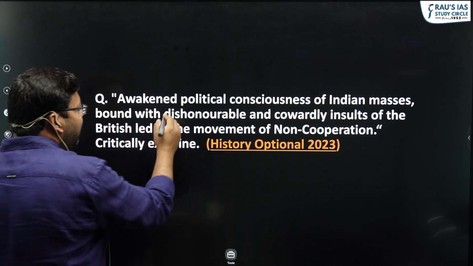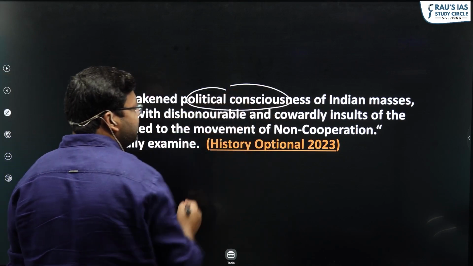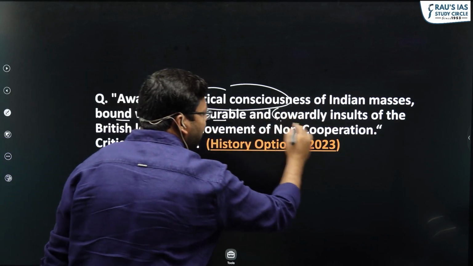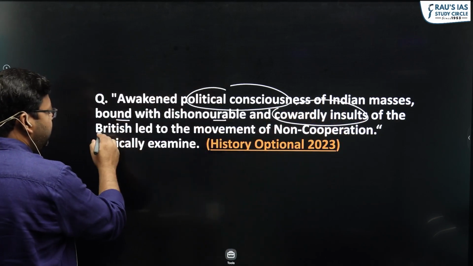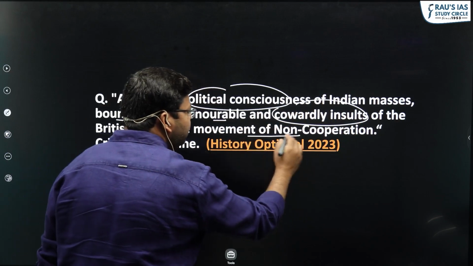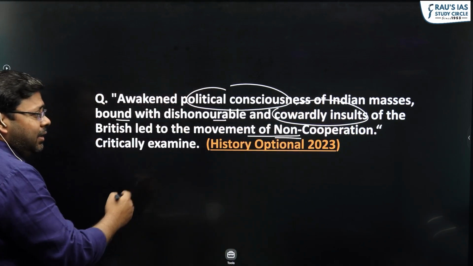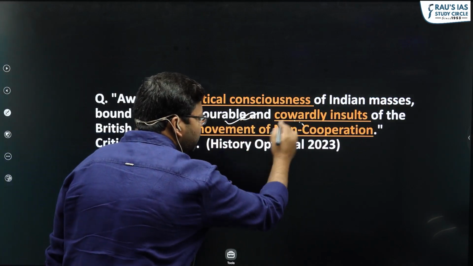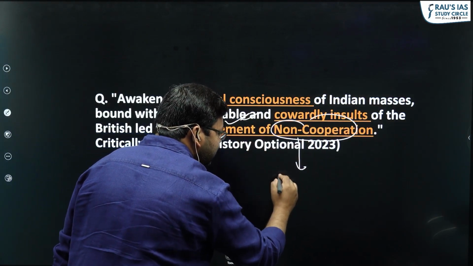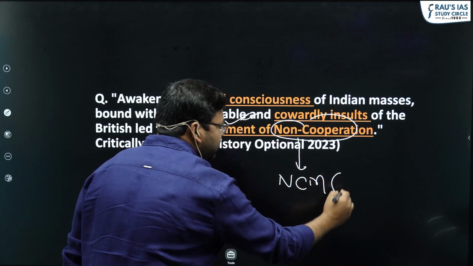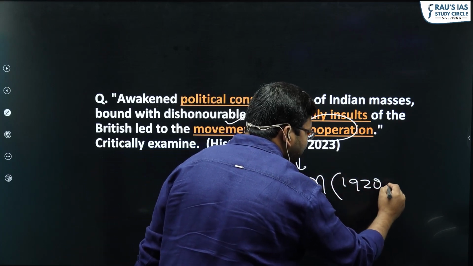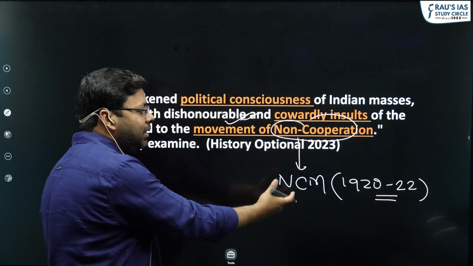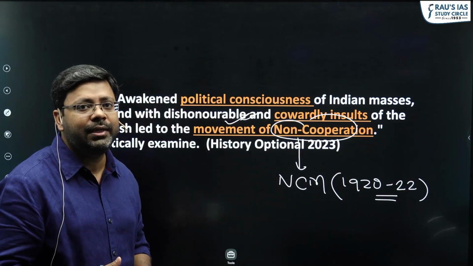It says that awakened political consciousness of Indian masses, bound with the dishonorable and cowardly insults of the British, led to the movement of non cooperation. Now, what is the most important keyword here? The movement of non cooperation. The question is asking about the non cooperation movement between 1920 and 1922. The era of mass movement started with the non cooperation movement in India.